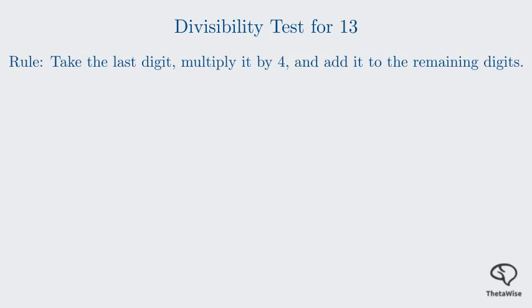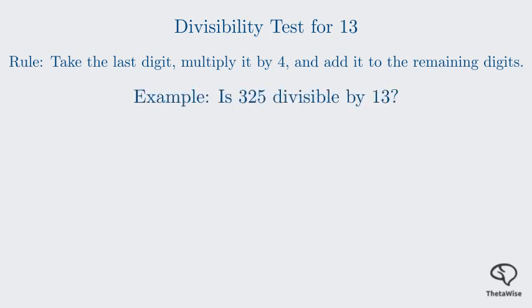Let's write that down. The rule is, take the last digit, multiply it by 4, and add it to the remaining digits. You can repeat this process as many times as you need until you get a number that you can easily tell is or isn't a multiple of 13. Let's try an example. Is the number 325 divisible by 13?